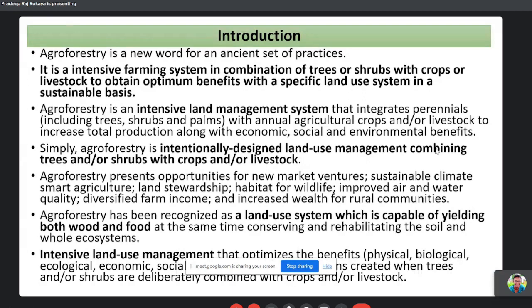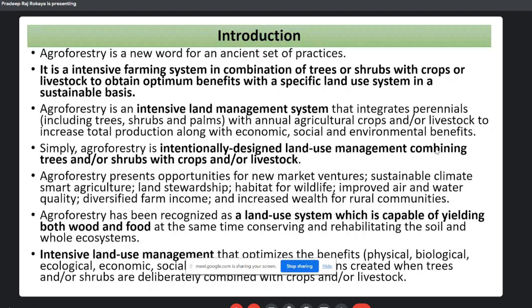So I have told you in the last slide, agroforestry is an intensive land management system that integrates perennial crops, including trees, shrubs, and palms. These are some perennial crops, integrated in the long run with annual agriculture crops and livestock to increase the total production along with economic, social, and environmental benefits.